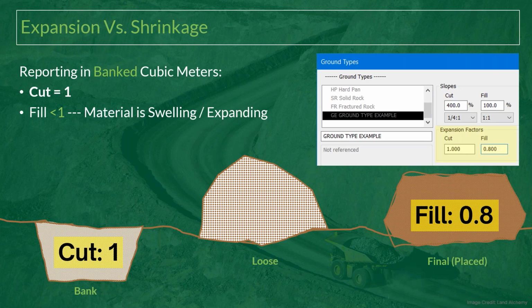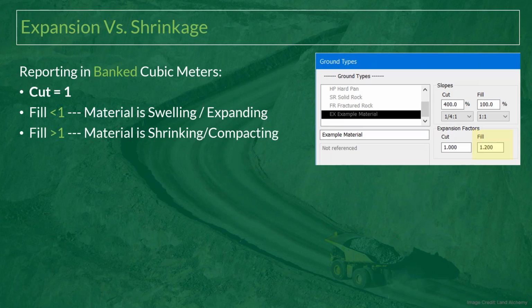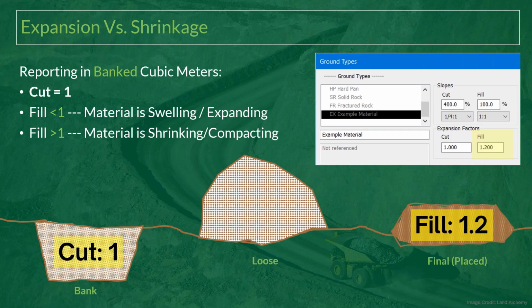Now, conversely, if your material is shrinking or compacting, you are going to need more of that cut material in order to fill the same space. So your fill is going to be a higher number. It's going to be greater than 1.